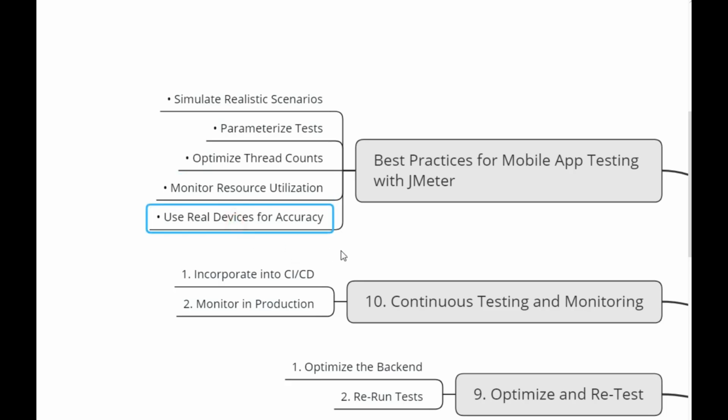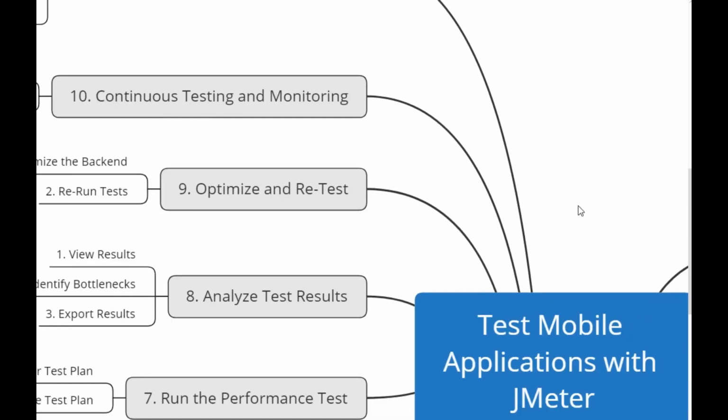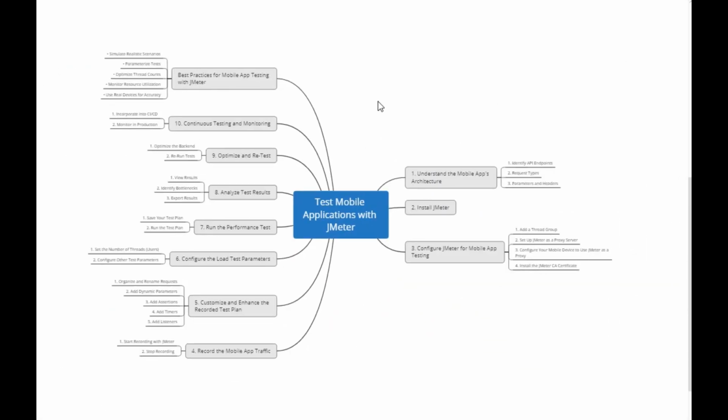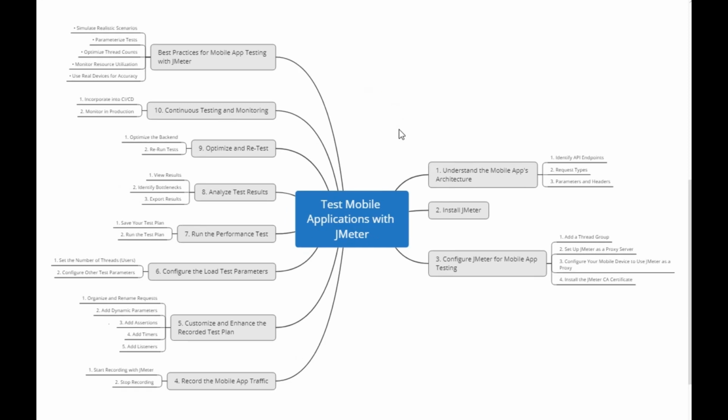And we need to use real devices for accuracy. We need to test using real devices or a cloud-based device farm to get accurate results, as emulators may not reflect the real-world performance. By following these steps and best practices, you can effectively use JMeter to test the performance of mobile applications and ensure they meet the required performance standards under various conditions.